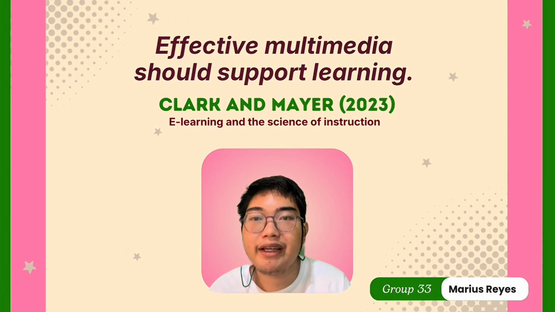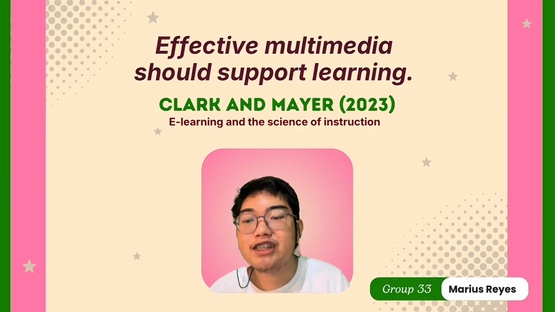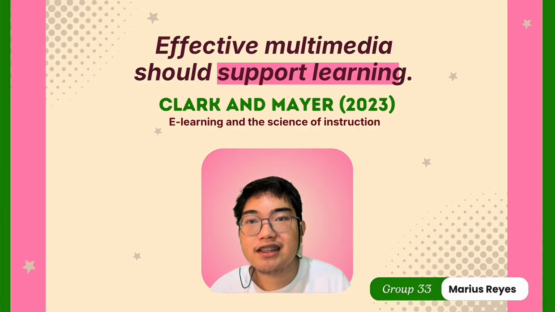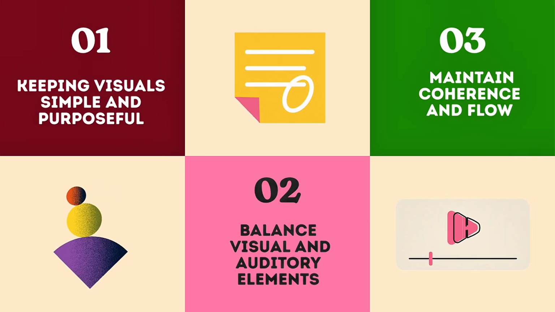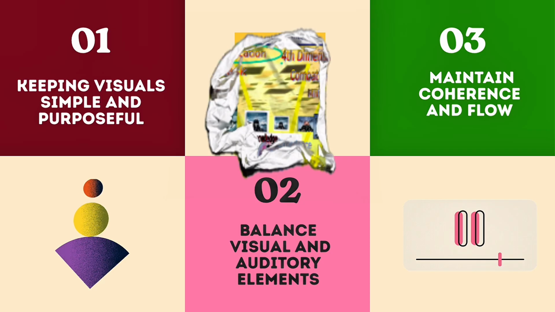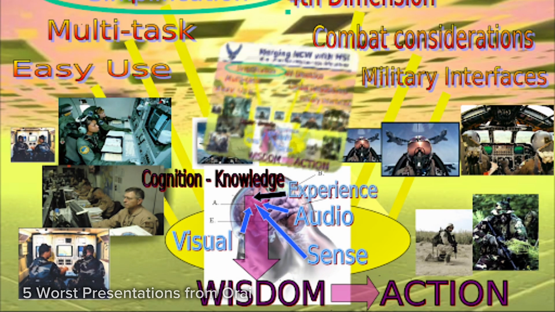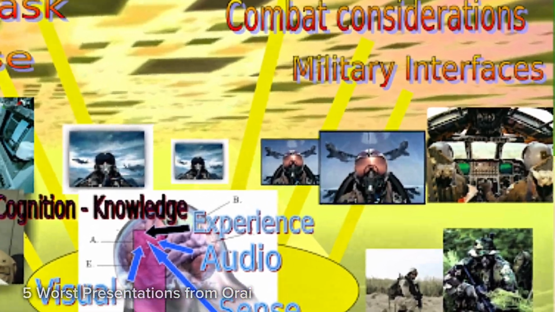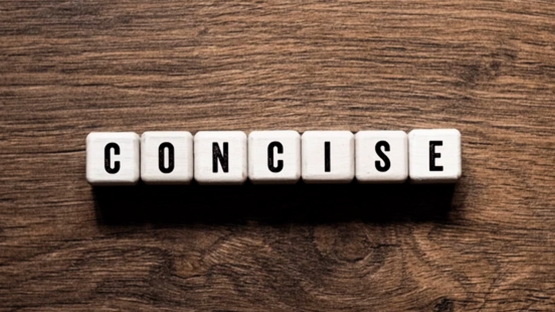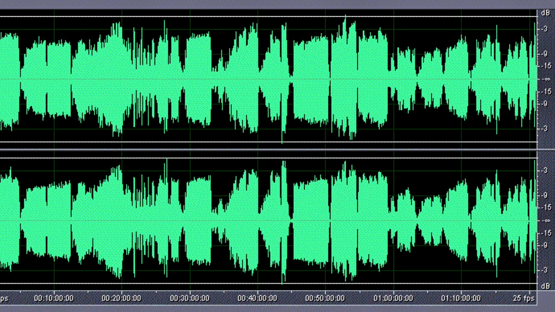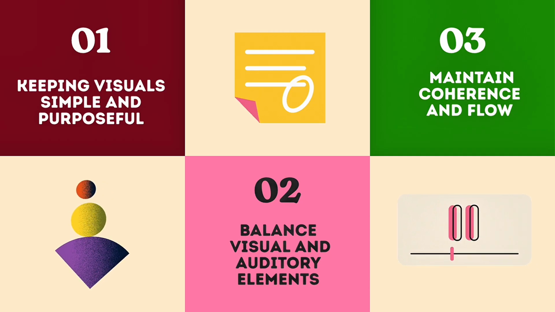According to Clark and Mayer in 2023, effective multimedia should support learning, not distract audiences. Guided by their work, here are some strategies for effective multimedia utilization. First, avoid making your slides look chaotic, with random animations and too many unnecessary elements. Second, a good presentation has a balanced visual with readable fonts, concise text, and intentional audio. This supports the speaker and avoids distracting the audience.